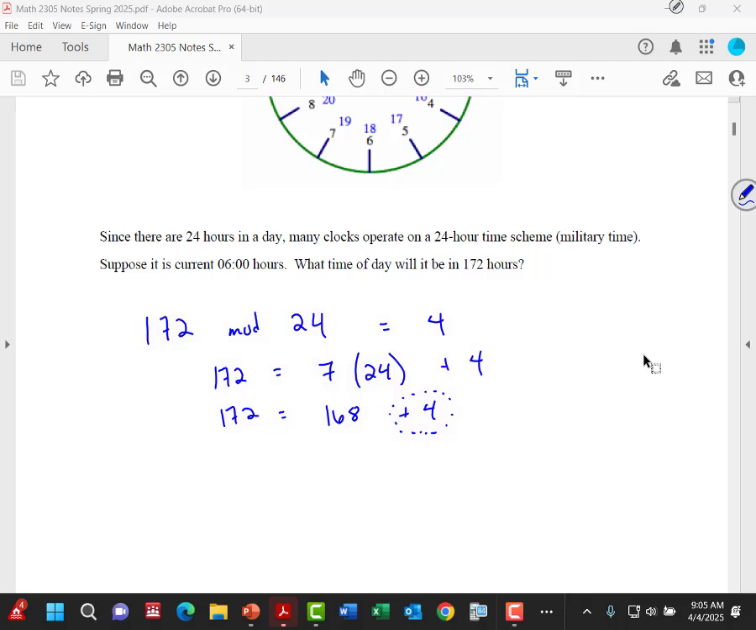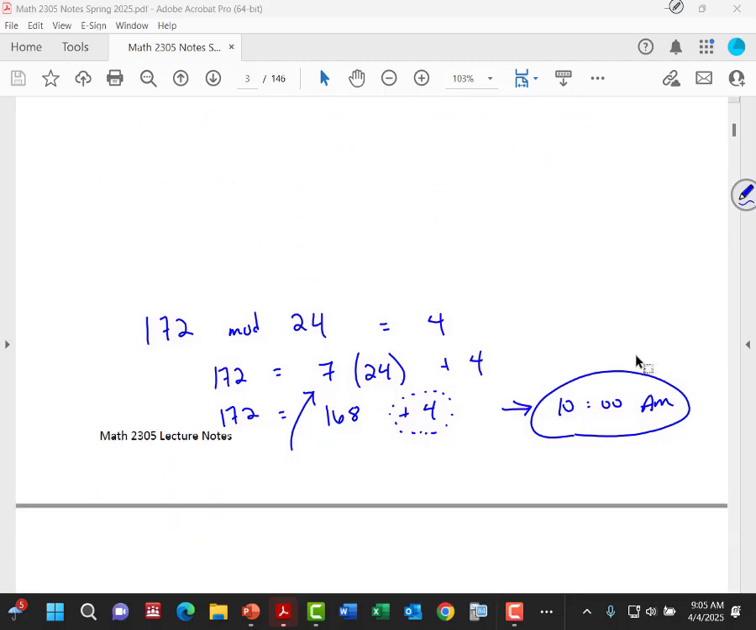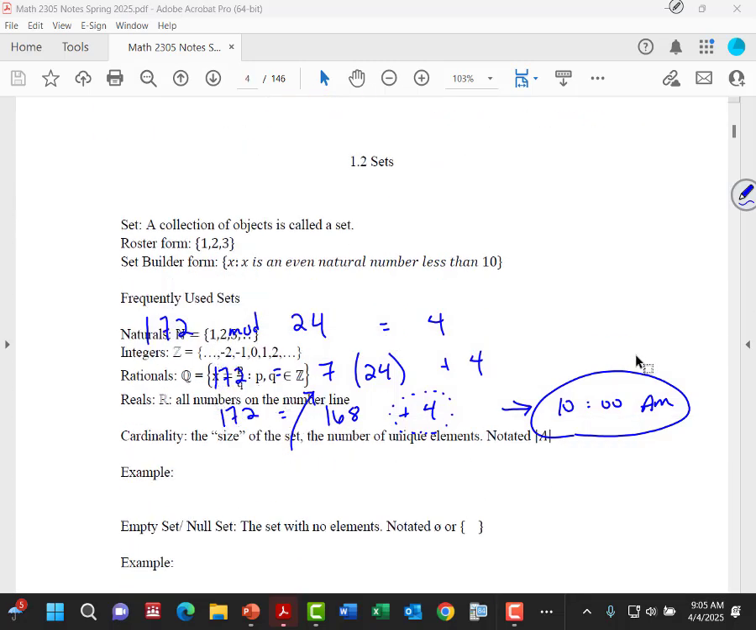So what time of day will it be in 172 hours? Well, it will simply be 4 hours past what the current time is. And so this would simply be 10 a.m. Specifically, 10 a.m. 7 days from now, so a week and 4 hours more or less. And that concludes 1.1.